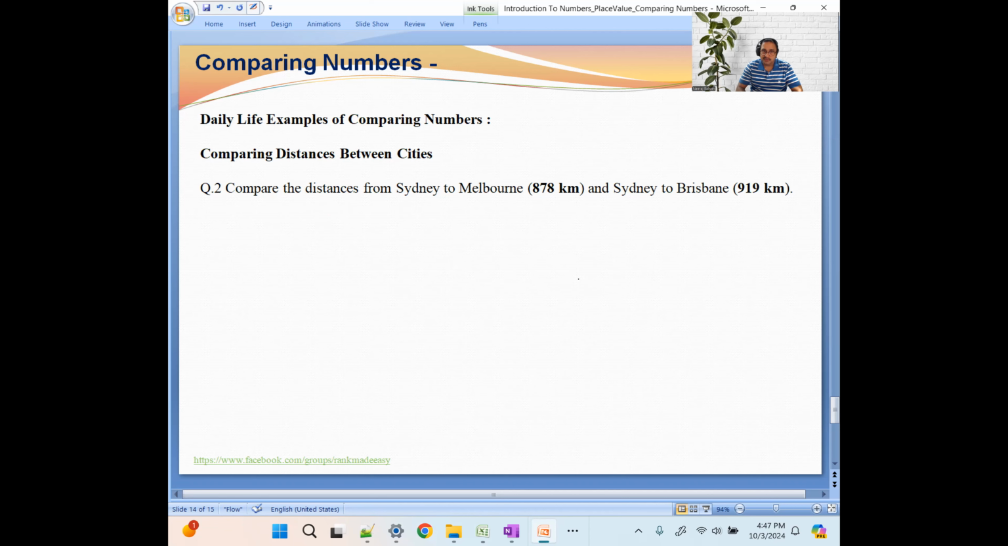Another example of using comparison of numbers in your day-to-day life is comparing the distance between two cities. In this example, we are comparing the distance from Sydney to Melbourne and from Sydney to Brisbane. So what is the first distance given? 878 kilometer. What is the second distance given? 919 kilometer.